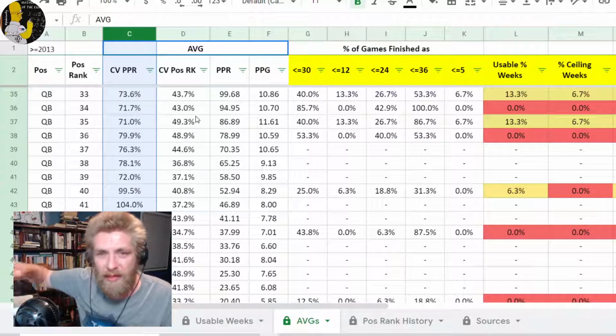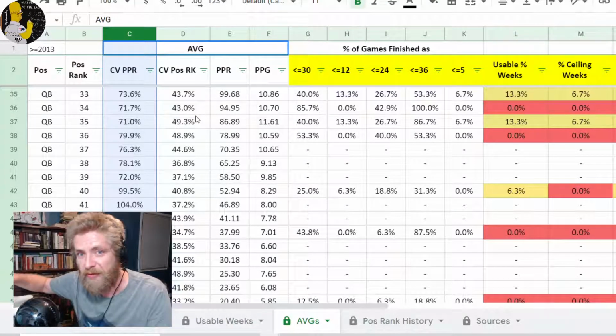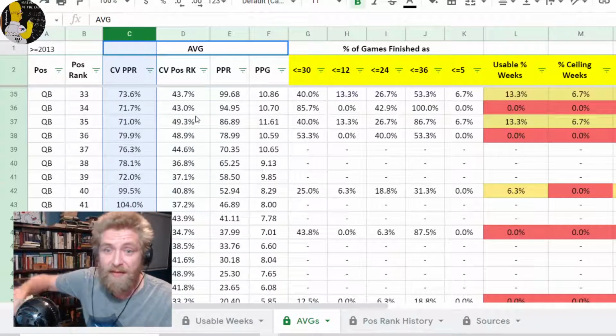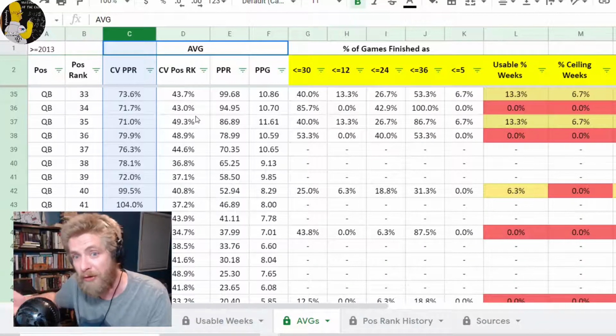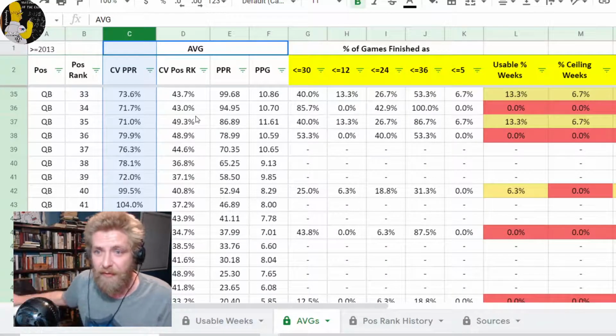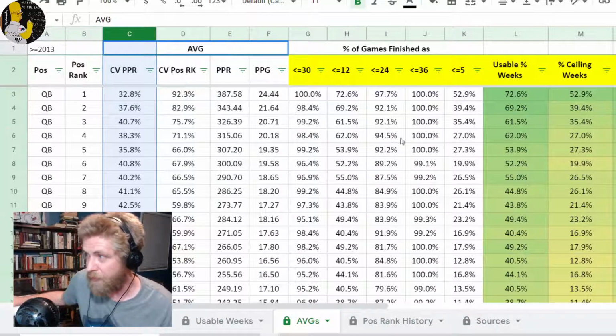And by quarterback 1, I mean literally the PPR leader in points, or quarterback 36, literally the guy who scored the 36th most PPR points in every season since 2013. And so that's what an average means.